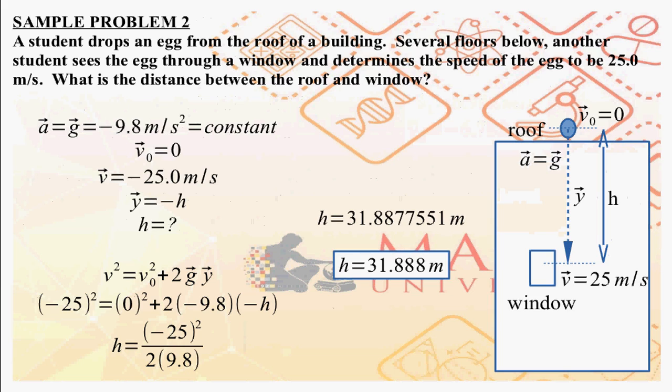Next, we have sample problem 2. A student, from the roof of a building, drops an egg. Several floors down, you have a window. A student at this window sees the egg pass by and determines the speed of the egg to be 25 meters per second. What is the distance between the window and the roof of the building?